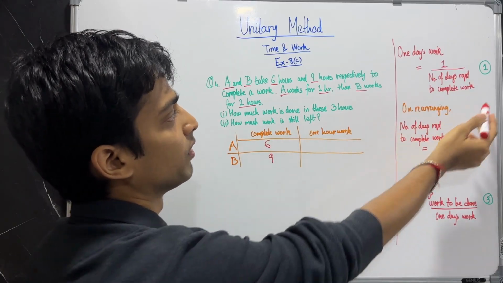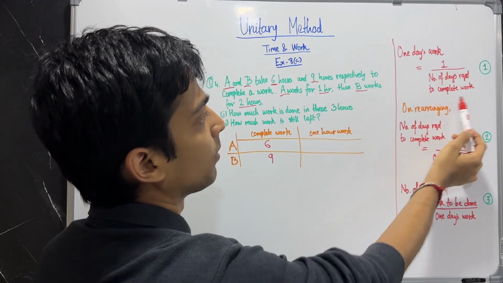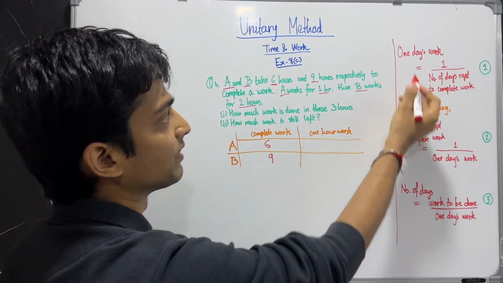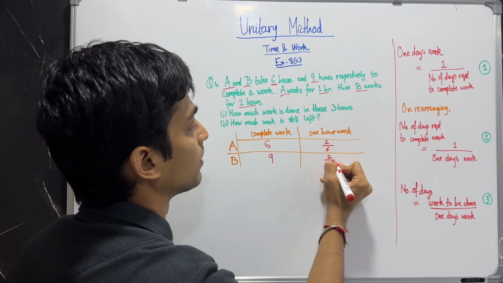So we have this formula, the first formula. 1 hour's work is equal to 1 upon the number of hours required to complete the work. So it will be the reciprocal of that. So 1 by 6 and 1 by 9 over here.